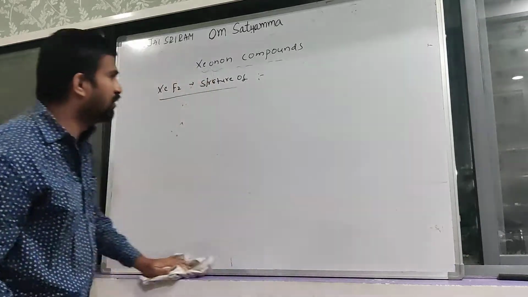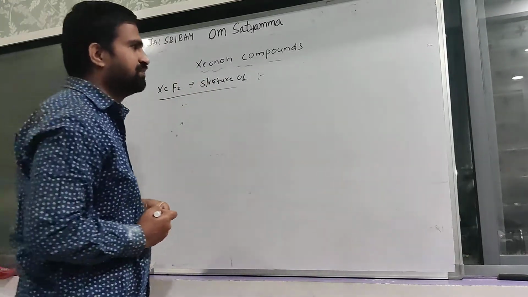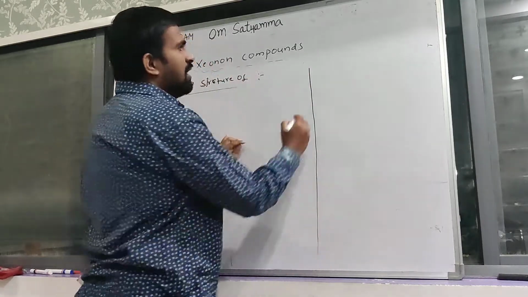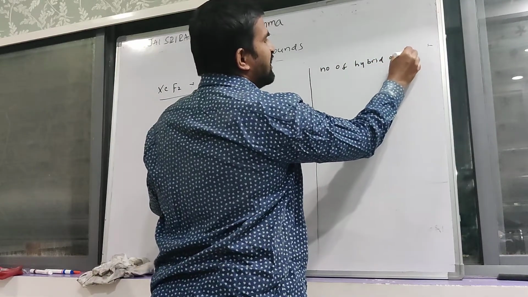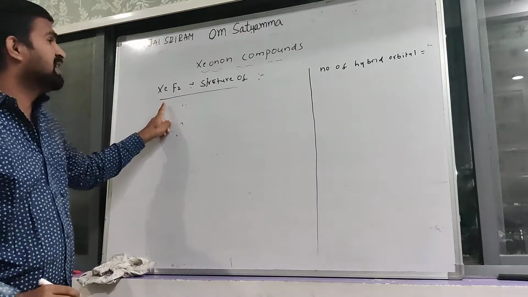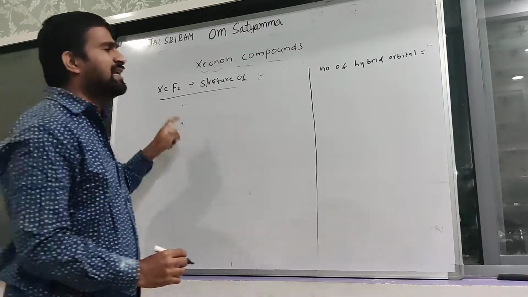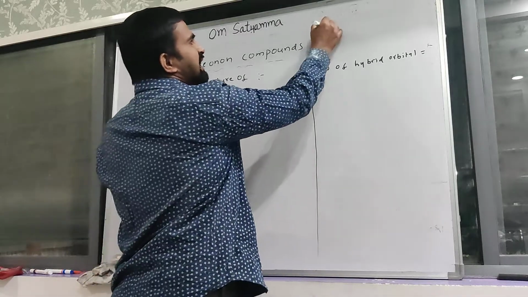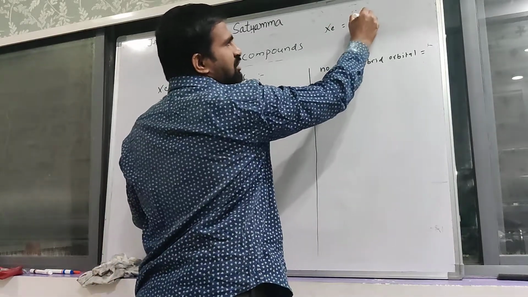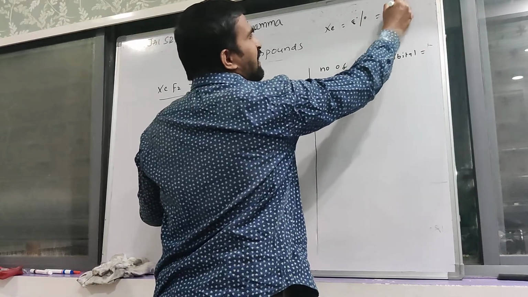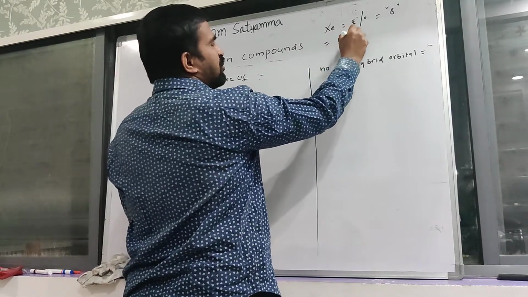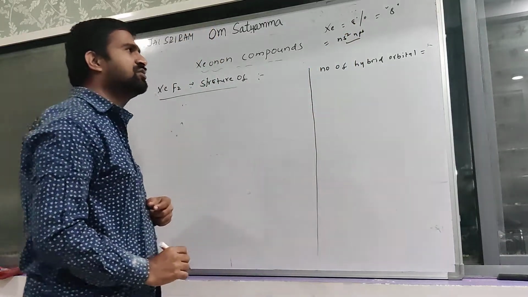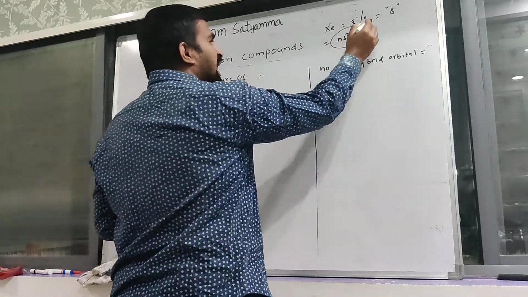Let us apply this principle to xenon difluoride. Number of hybrid orbitals is equal to, here the central atom is xenon. The valence electrons of the central atom: xenon belongs to the 8th group or 0 group, so xenon has 8 valence electrons. Xenon's general electron configuration is ns2 np6, that's why xenon has 8 valence electrons.